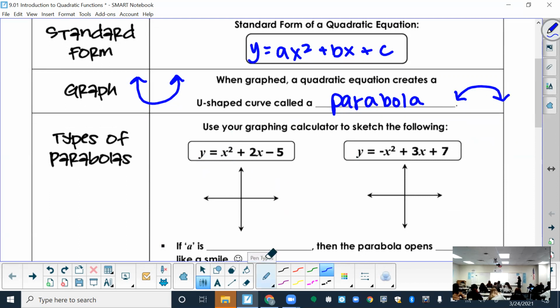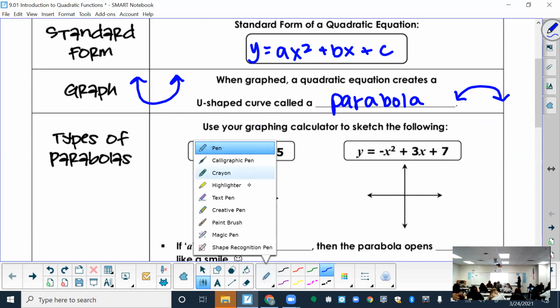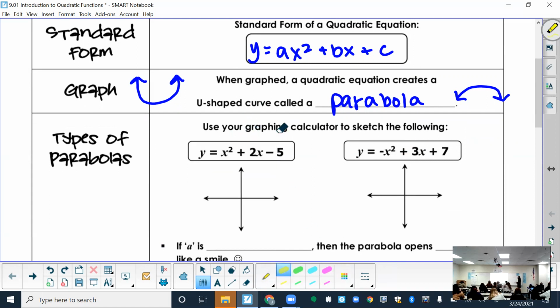What's the difference between these two equations on the x squareds? One of them has a negative and the other one is positive. So we're going to have what's known as positive and negative quadratics.